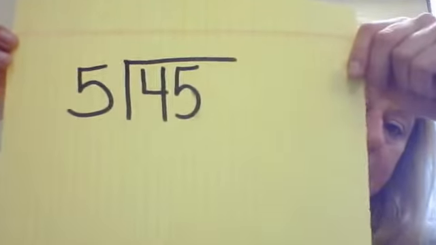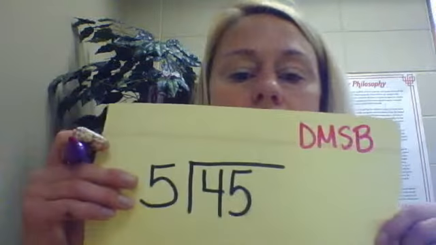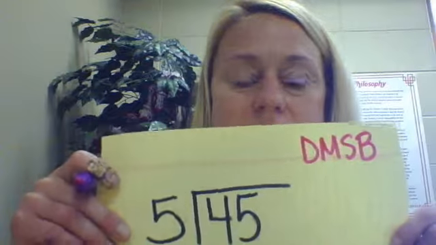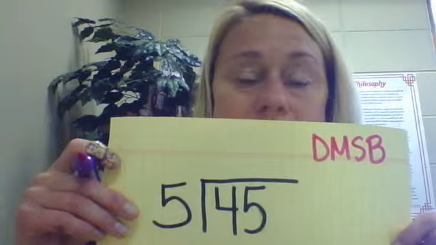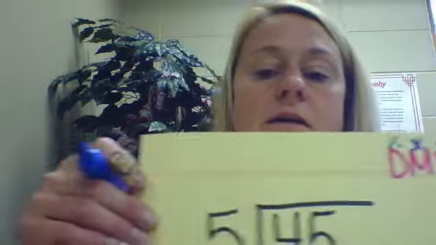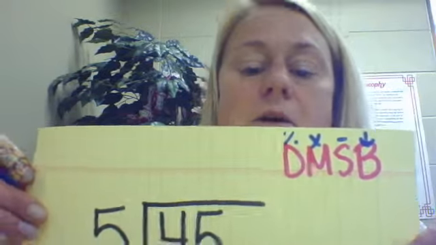Okay, now as to how we actually divide. So you've got your problem set up. We always put our daddy, mama, sister, brother, which, if you remember, D is for divide, M is for multiply, S is for subtract, and B is for bring it down. So I'll just put a couple of little symbols there so that you remember what that acronym stands for. Okay? And then we always use our sticky note. Until we get really, really good, we want to use our sticky note.